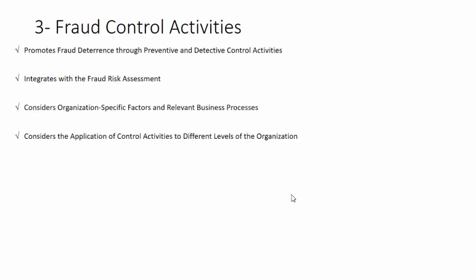We need to consider the application of our control activities to the different levels within the organization. Fraud control activities should exist throughout the entire organization at all appropriate levels. We definitely need to utilize a combination of fraud control activities. We should use a range of activities, a variety of activities, and a mix of preventive and detective controls.